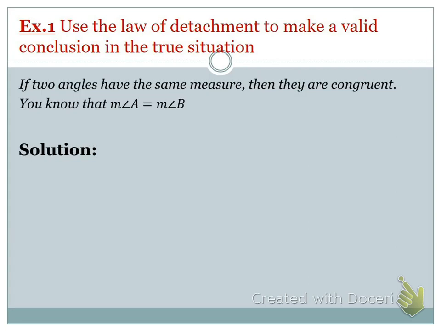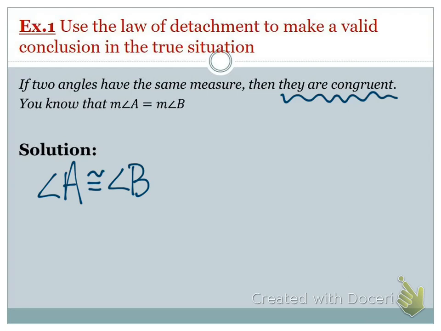So you're given a conditional statement. Then you're given a piece of information. You know that the measure of angle A is equal to the measure of angle B. So you have to come up with a conclusion that you can draw from that. Well, that statement that they gave us, the measure of angle A equal to the measure of angle B, that's two angles that have the same measure. So that fits the hypothesis of their statement. That means that the conclusion must be true. They are congruent. So angle A is congruent to angle B.